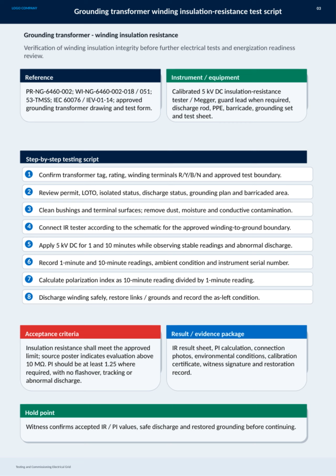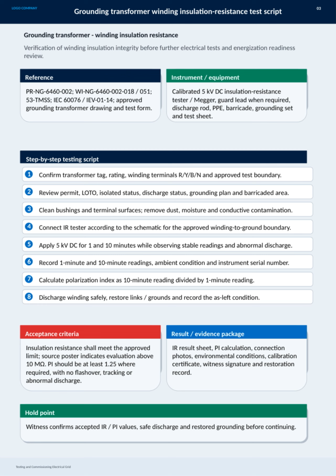Next, we connect the insulation resistance tester according to the approved schematic, focusing on the winding to ground boundary. We then apply a 5 kV DC voltage for both 1 and 10 minutes, watching carefully for stable readings and any abnormal discharges. We must record the readings at both intervals, along with environmental conditions and the equipment's serial number. Using these values, we calculate the polarization index by dividing the 10-minute reading by the 1-minute reading. Finally, discharge the winding safely, restore all links and grounds, and document the as-left condition.